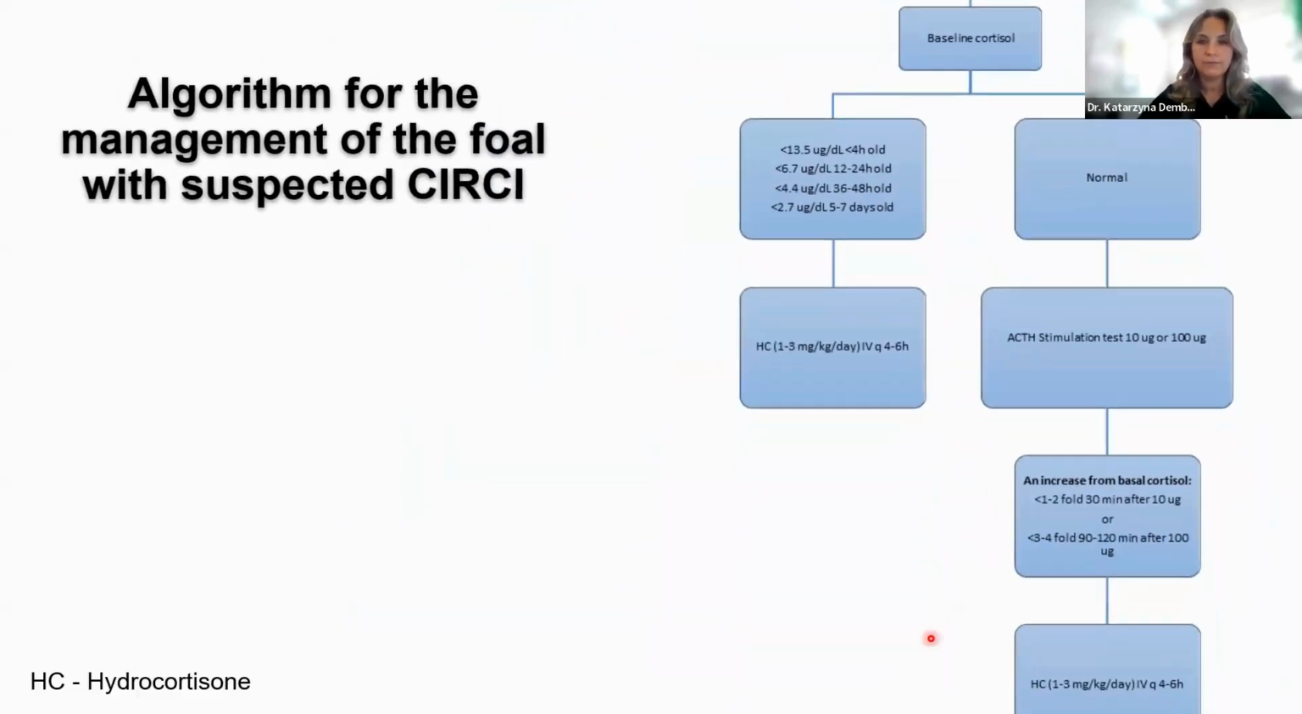If that baseline cortisol is normal, then we can do ACTH stimulation using 10 or 100 microgram, as I've already discussed before, and look at the cortisol response 30 minutes or 90 minutes if we are using the higher dose of ACTH. And again, in healthy foals, we would expect that this cortisol is going to double from baseline, or it's going to increase 3 to 4 times if we use the higher dose of ACTH. And if that cortisol response is decreased, then again, this suggests relative adrenal insufficiency, and we can treat this foal with hydrocortisone.